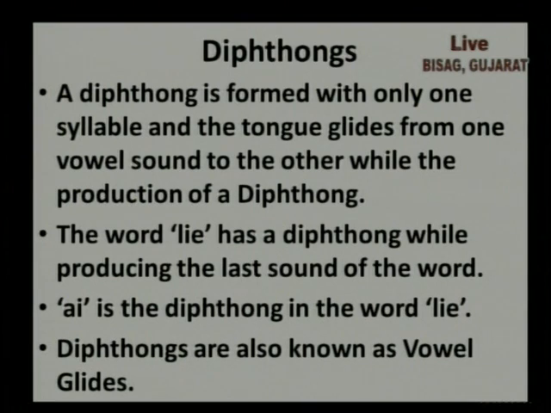Now we also have diphthongs, which indirectly fall in the category of vowels because they consist of vowel sounds. What is a diphthong? The simple definition of a diphthong is that it is formed with only one syllable, and the tongue glides from one vowel sound to the other during its production. Why do I say that diphthongs fall in the category of vowel sounds? Because it has a vowel sound, but it's like two sounds. The tongue moves from one particular vowel sound to the other, and that is why a diphthong is also known as a vowel glide, a glide from one vowel sound to the other without any stop in between. So it is only one syllable.